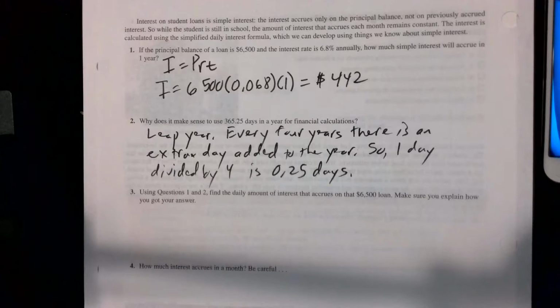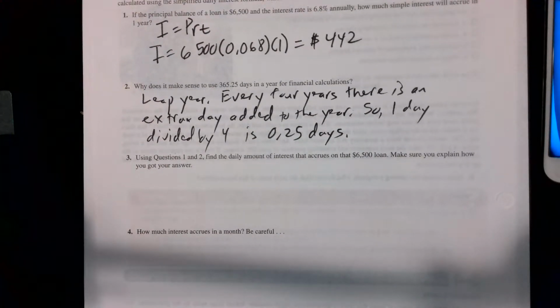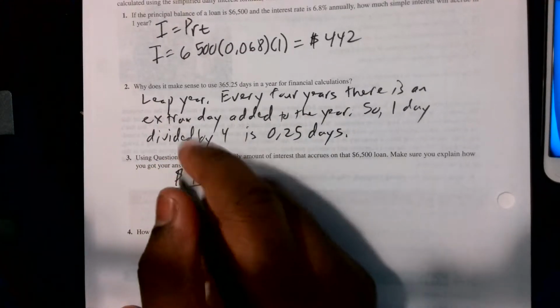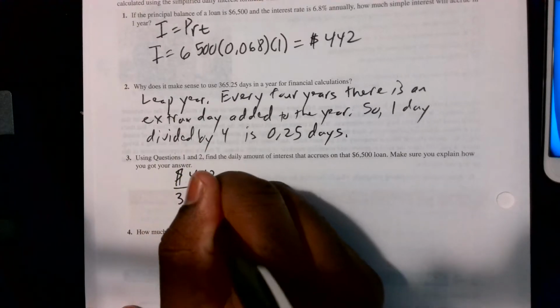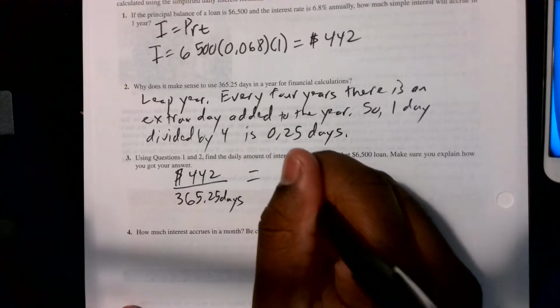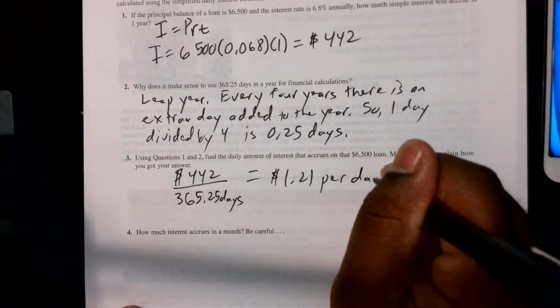So now we come here to question 3. It says using questions 1 and 2, find the daily amount of interest that accrues on that $6,500 loan. Make sure you explain how you got your answer. So it's $442 divided by the 365.25 days. So we could be totally accurate. So it'll be $1.21 per day.